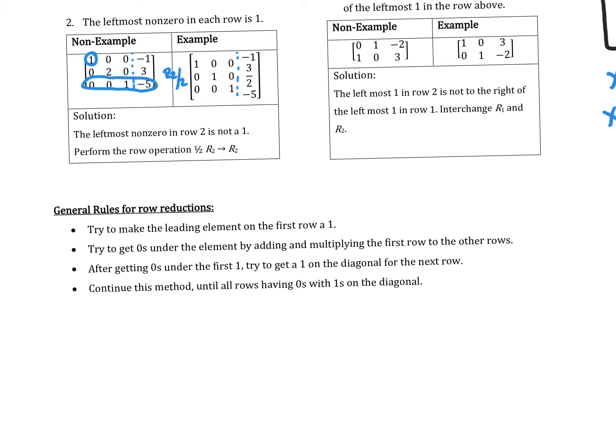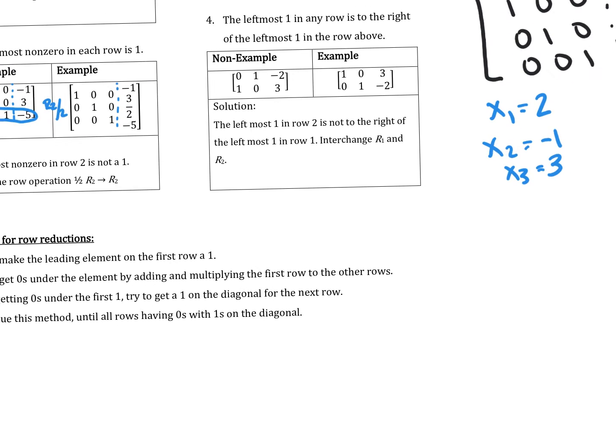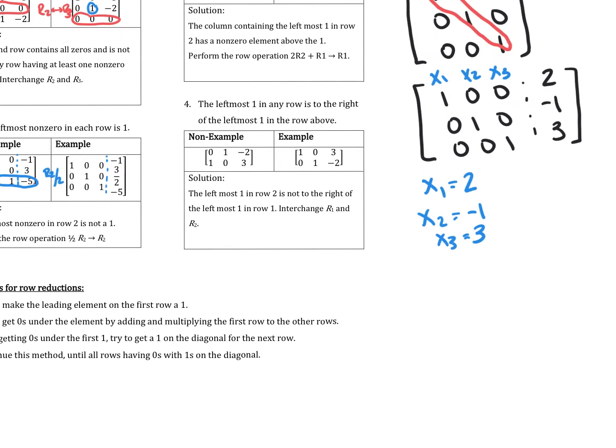We're going to try to get zeros underneath that element by adding and multiplying the first row to other rows. After getting zeros under the first one, we're going to try to get a 1 on the diagonal for the next row. So we want to put 1s. Remember, in our identity, the first number is a 1. Everything underneath this 1 is a 0.